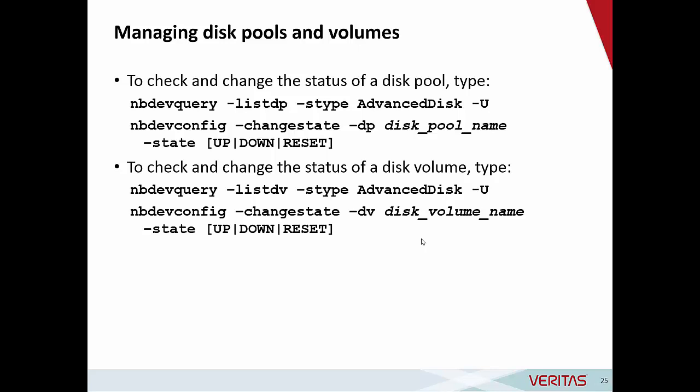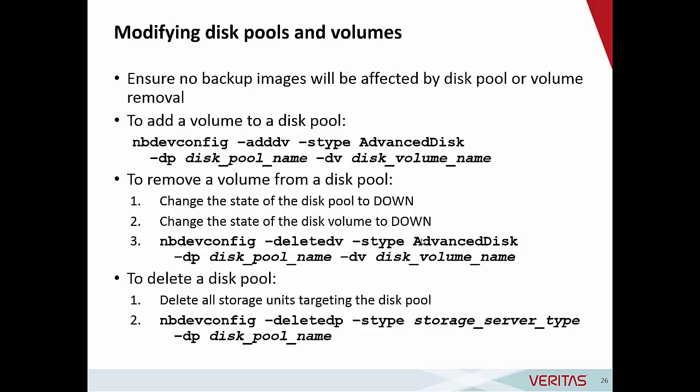Note that it is also possible to merge two existing advanced disk pools together. That's an offline activity. I've got to take the disk pools down in order to do that and delete the storage units that reference them. Then I can take two smaller pools and merge them together into one big pool. It's also possible to use nbdevconfig to add or remove volumes from a disk pool, or to delete the disk pool entirely. Adding a volume is pretty straightforward. nbdevconfig with the -addvol argument.